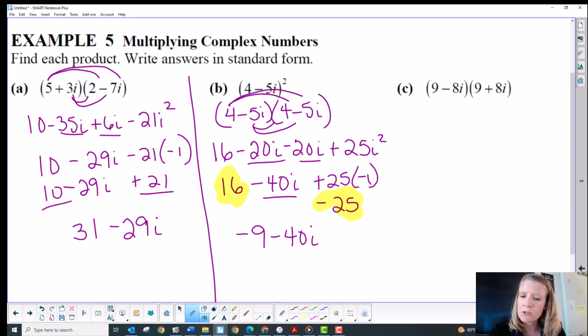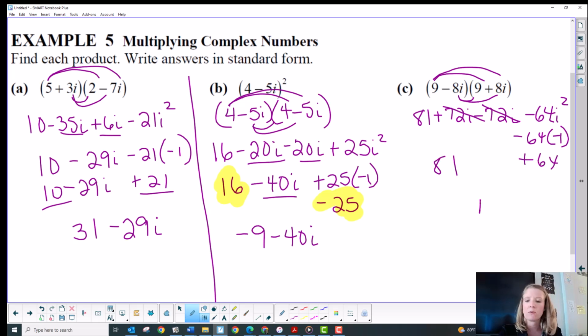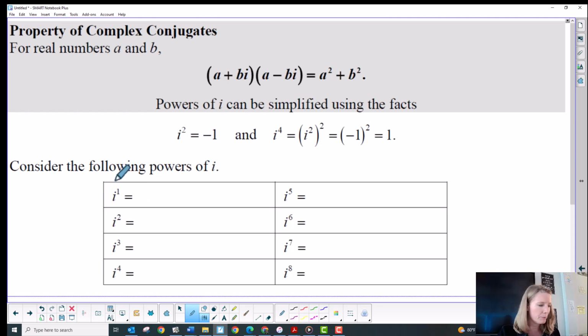What you should have just learned is your teacher messes up too, especially when she's trying to go too fast. 9 times 9 is 81. 9 times 8 is plus 72i, minus 72i, minus 64i squared. The 72s cancel, and then that's minus 64 times negative 1, which is plus 64. So 81 plus 64 is 145. Sorry about that, guys. I'll try to make a note.